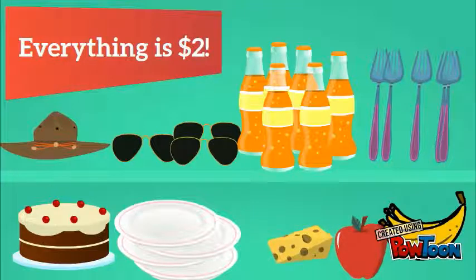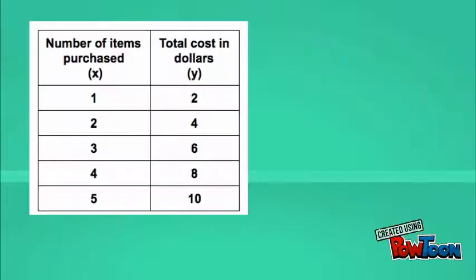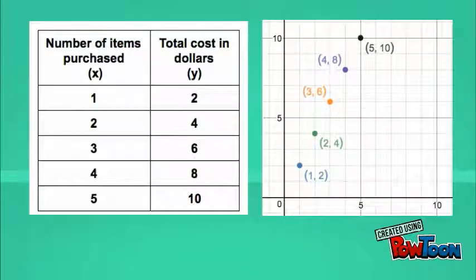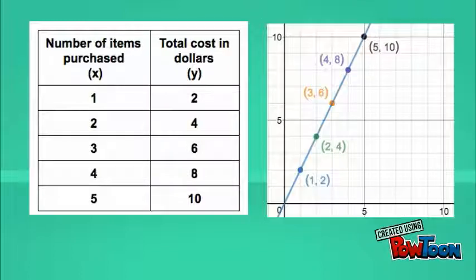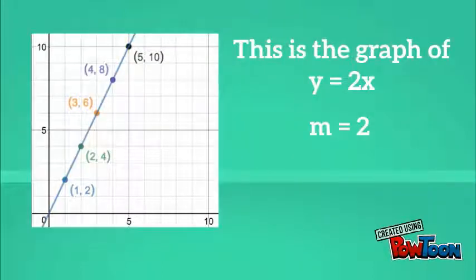How would our equation and graph change if instead of $1, each item now costs $2? So we created a new table where the cost is now $2 per item. Then we plot those points on the plane. We then connect the points that we have plotted with a straight line. This equation is y = 2x, where 2 is the slope denoted by m.